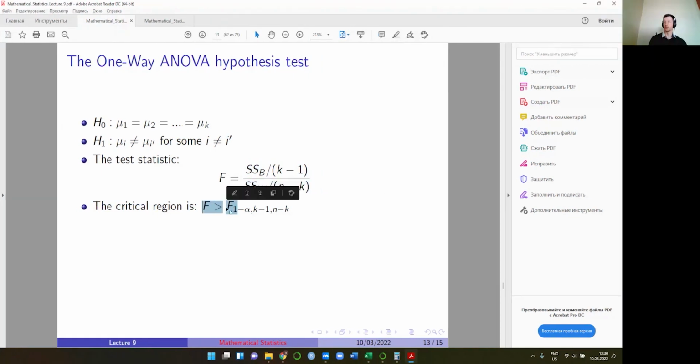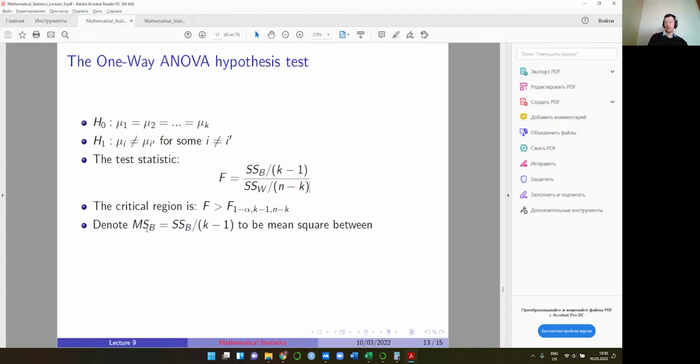And the critical region is this. Even though our null and alternative hypotheses are formulated differently, basically we test the hypothesis about variances. That's why it's called ANOVA.